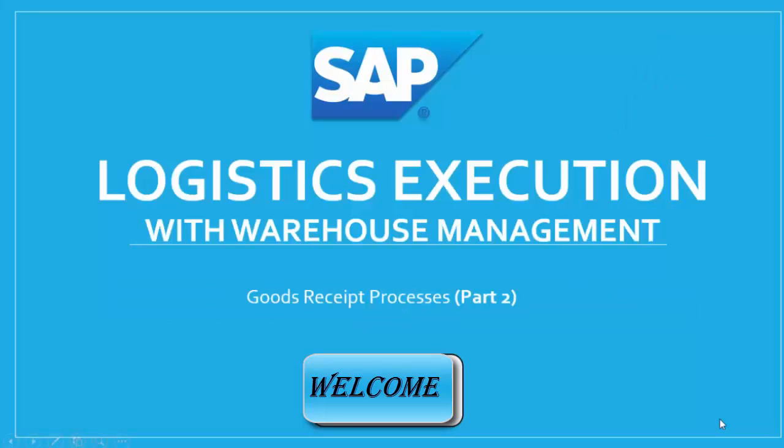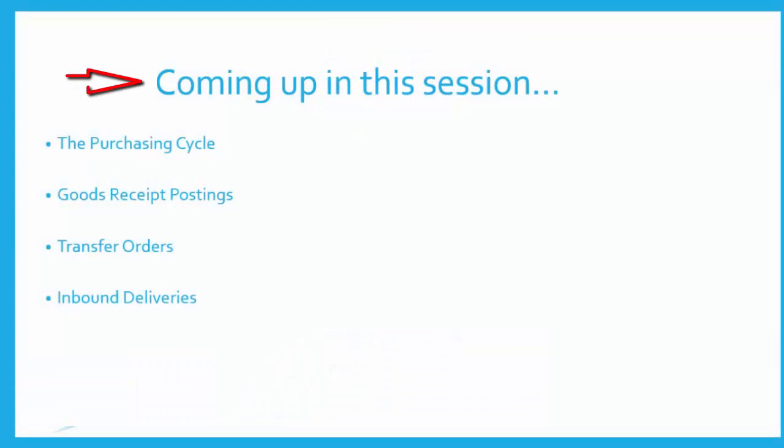Welcome back and thank you very much for joining me for part 2 of our session on goods receipt processes. In part 1, we looked briefly at the structure of the warehouse management module. We looked at the different organizational units that make up our warehouse management structure. And now this gives us a good basis to proceed and look at the actual processes that are involved in warehouse management. To begin with, we're going to start by looking at goods receipt processes.